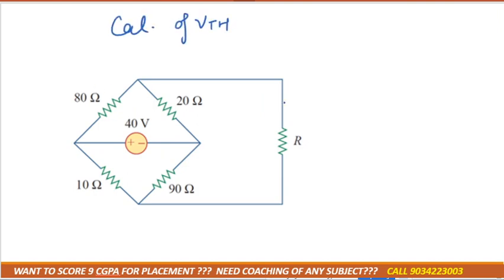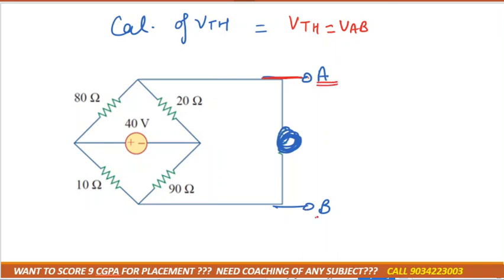Got it? So first step of VTH is that we have to remove RL and we'll mark it as A and B always, right? So for that VTH would be equal to VAB, right? And as you can see that there is no direct connection between A to B, but we are standing at A and we have to move towards B. So just imagine this is C, D, E, F, okay? So you are at A and you need to move towards B. You will follow which path?